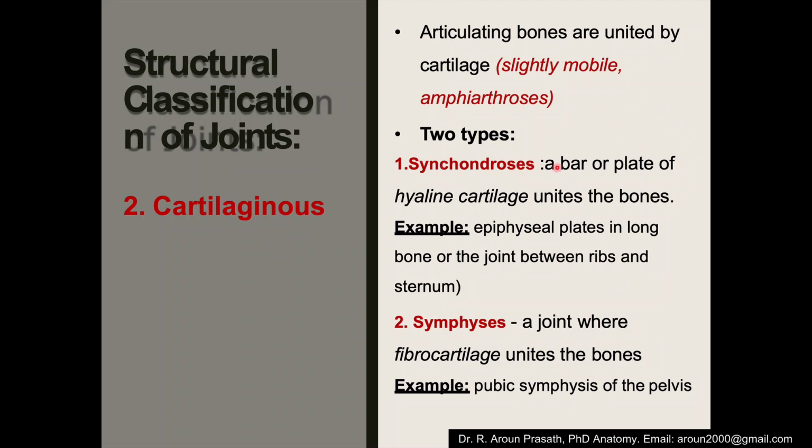Synchondrosis, if you see, is a bar or plate of hyaline cartilage that unites the bones. For example, the epiphyseal plate. I will show you the picture in the next slide. Then the next variety is symphysis. It is the place where the two bones are united by a fibrocartilaginous disc.